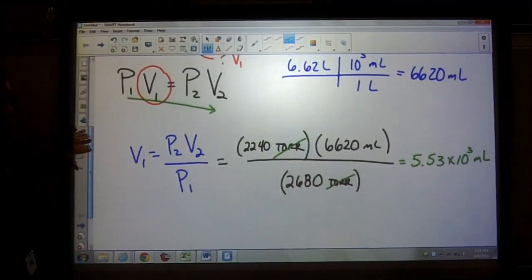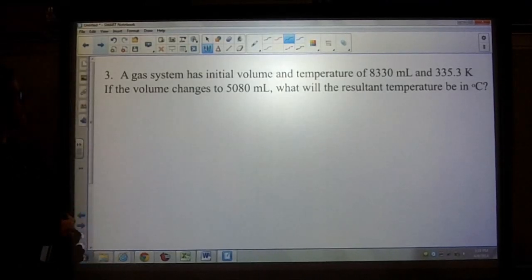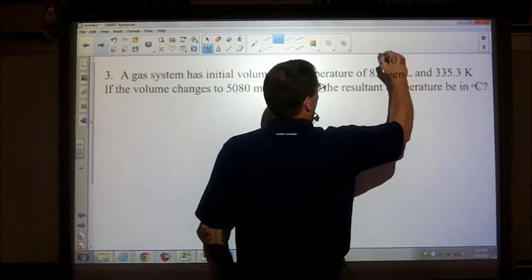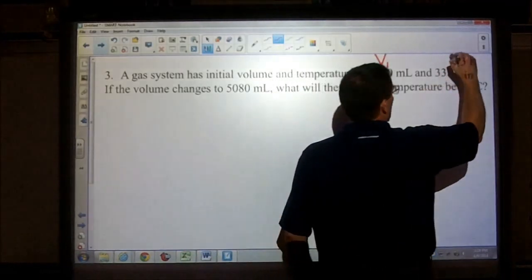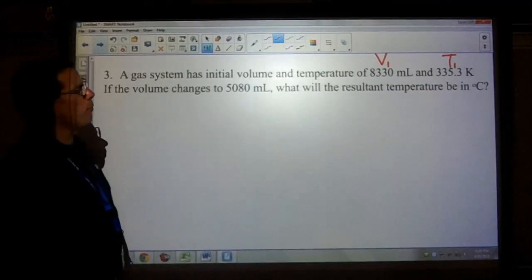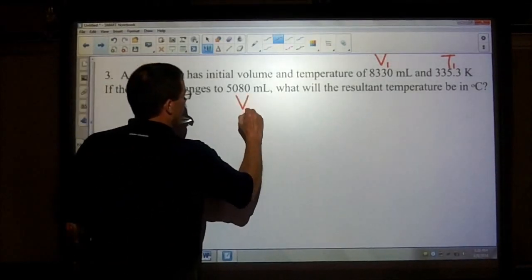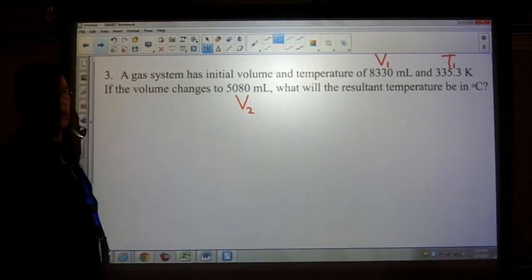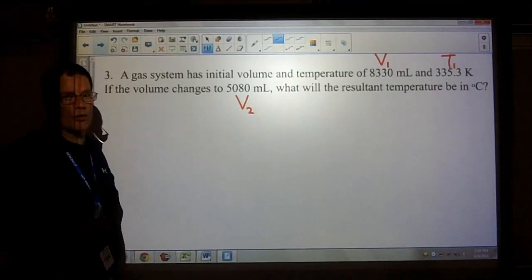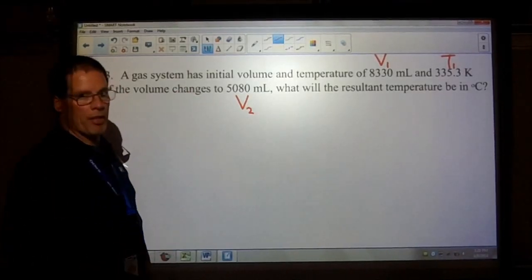All right, so let's look at question number 3 since we're doing the odds. Number 3 says a gas system has an initial volume and temperature. So here's our V1 and T1: 8,330 milliliters and 335.3 Kelvin. It's already in Kelvin, so we're good. If the volume changes, so that's my V2, what will the resultant temperature be in degrees Celsius? So it wants you to give the temperature in degrees Celsius. However, we cannot change to degrees Celsius until the end. We have to use Kelvin within the math, or else bad things could happen.